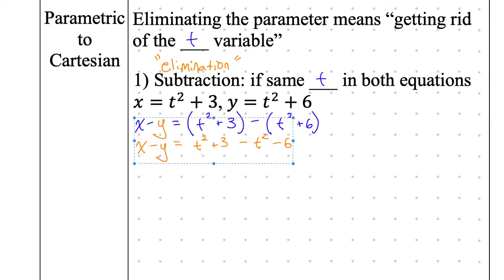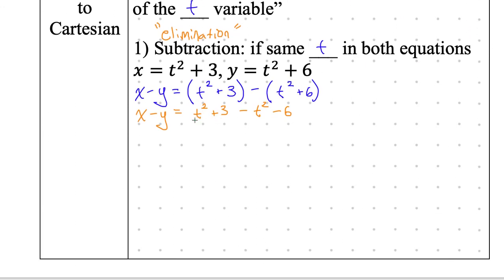Give me a sec here to fix this. Alright, that looks better. And then from here, you'll notice that the t squares are going to cancel each other out, and I'm left with x minus y is equal to 3 minus 6, which is negative 3.